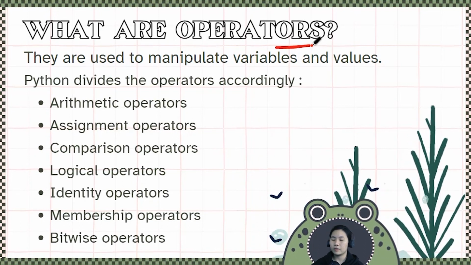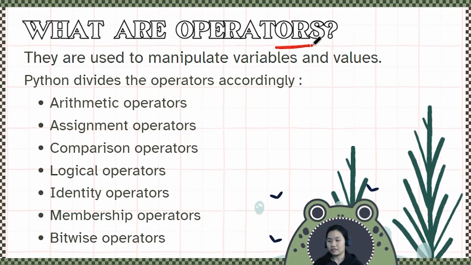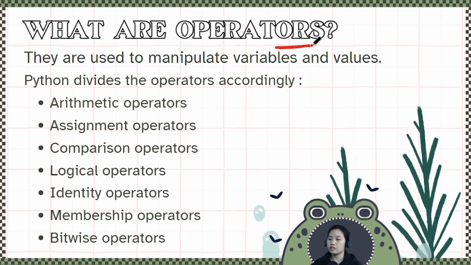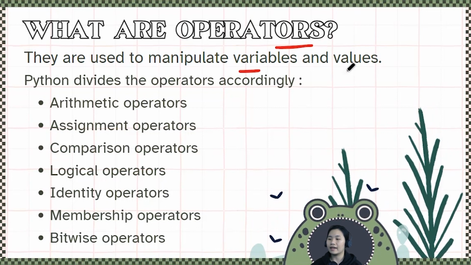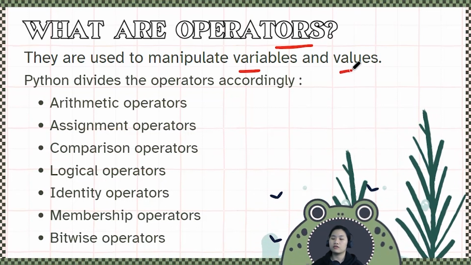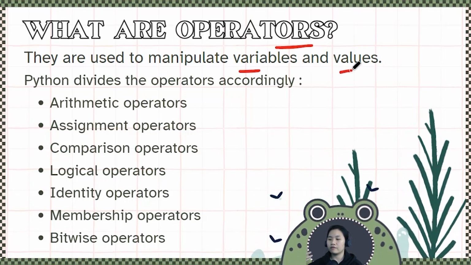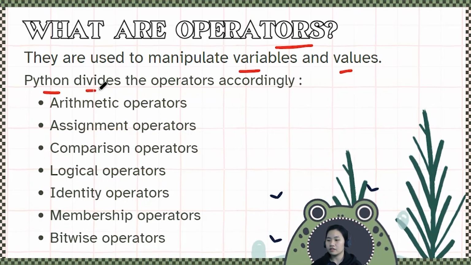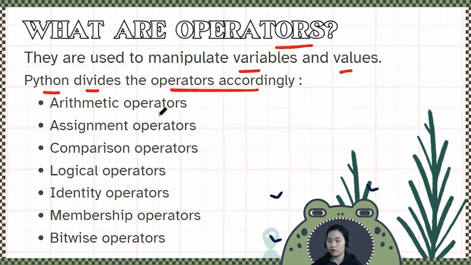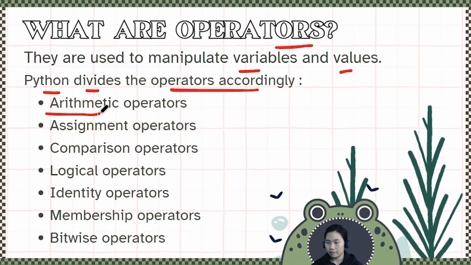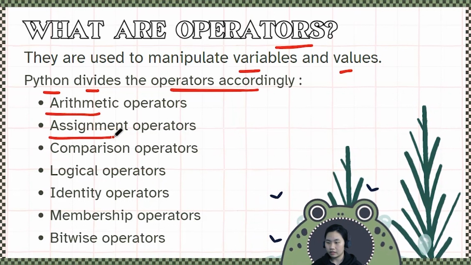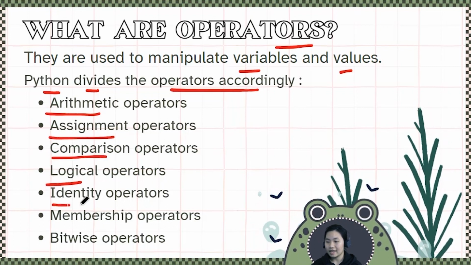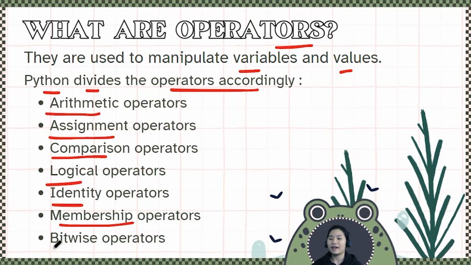Operators, just like their name, they operate on things, right? They allow us to conduct operations, especially on variables and the values that those variables have, or the functions generate, or the user input, or whatever. So Python divides the operators according to this. You have the arithmetic, assignment, comparison, logical, identity, membership, and bitwise.